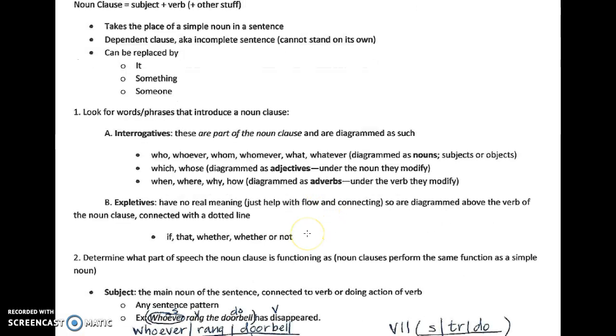The second trigger category or red flag category that you want to look for in identifying noun clauses are expletives. These don't really carry any weight in the sentence. They don't have meaning. They're just there to help things flow and sound nice. And so they're diagrammed above the verb with a dotted line, showing that they're outside of the meaning. And we'll see examples of those being diagrammed. So these are if, that, whether, or not.